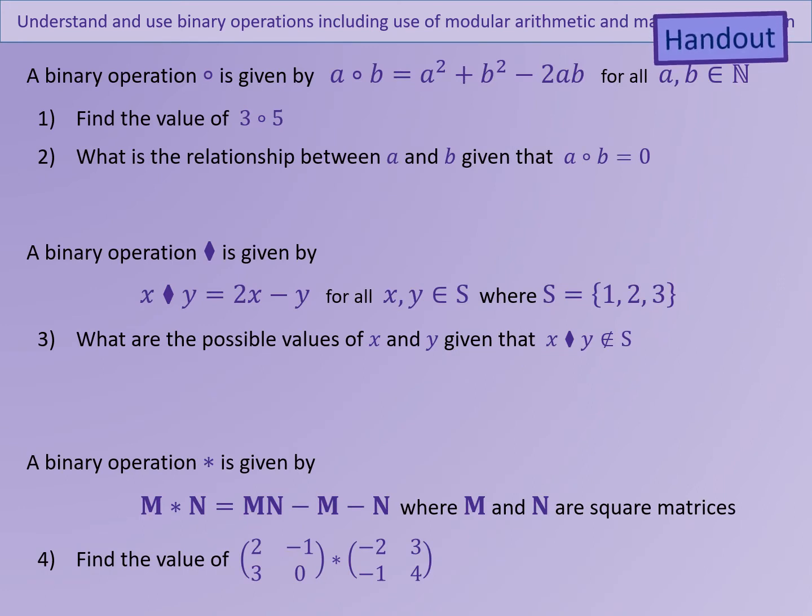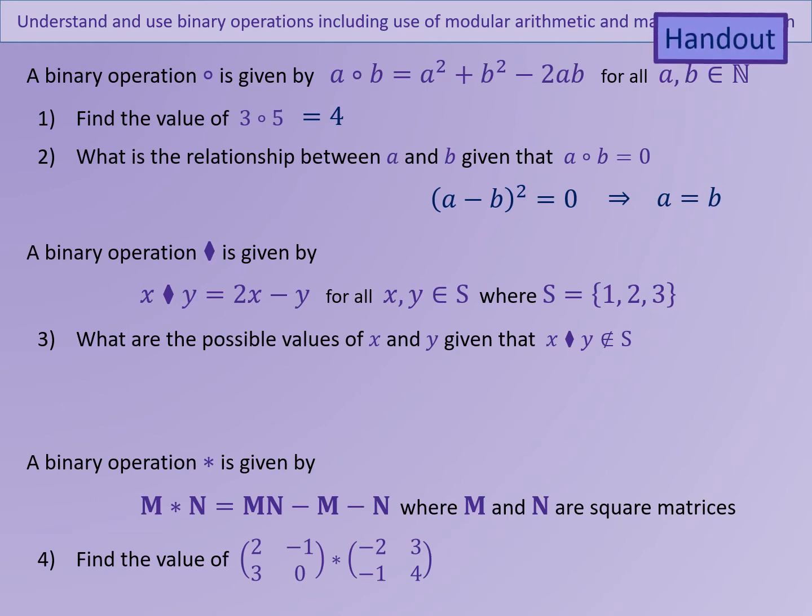Here are a number of questions involving various binary operations that are defined in the question. Pause the slide now, work through the answers before continuing. So the answer to question 1, 3 operation 5 using the operation above would equal 4. Given that A operation B is 0, the relationship would be as follows. A minus B squared would need to equal 0, which would be true only if A equaled B.